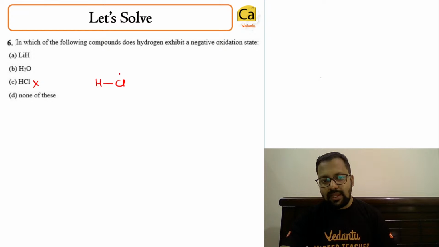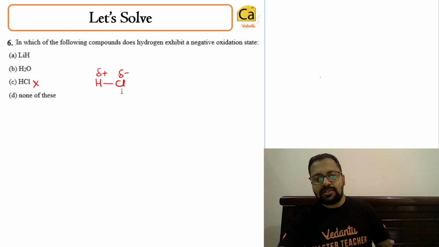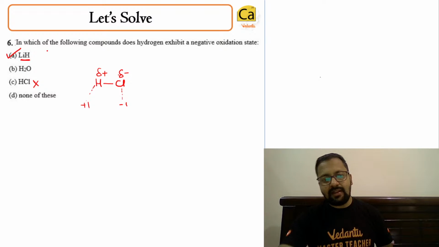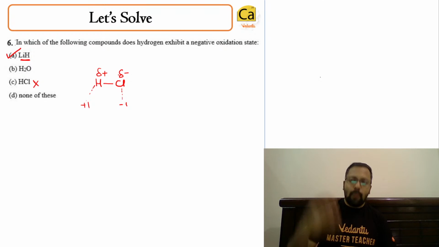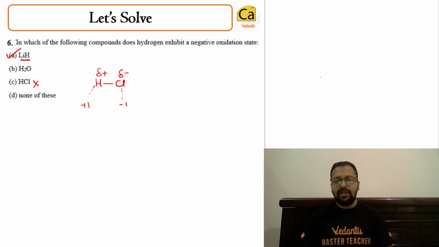HCl. Chlorine is more electronegative, so it acquires a negative charge, del negative, and hydrogen is del positive. Electrons are displaced towards chlorine, and so chlorine's oxidation state is -1. Hydrogen's oxidation state is +1. The right answer is A, lithium hydride. A hydride will have hydrogen in the negative oxidation state. Why would an element be in negative oxidation state? Because it is connected to an element which is less electronegative than it.